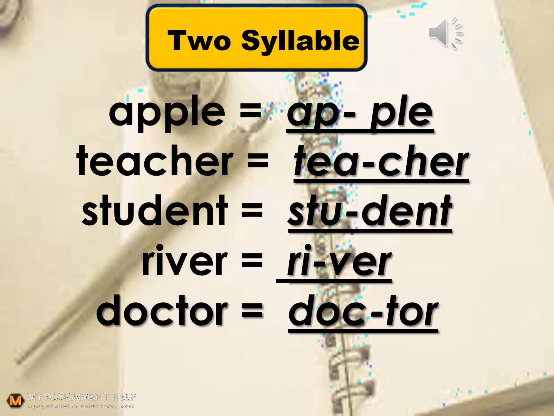Now let's have some beat. Ap ple. How many claps? Two. Because we're studying two syllables here. Next, teach er. Stu dent. How many claps again for student? Two. Next, riv er. So there are again two claps for two syllables. And last one is doc tor. Two claps for two syllables. I hope you understand this.